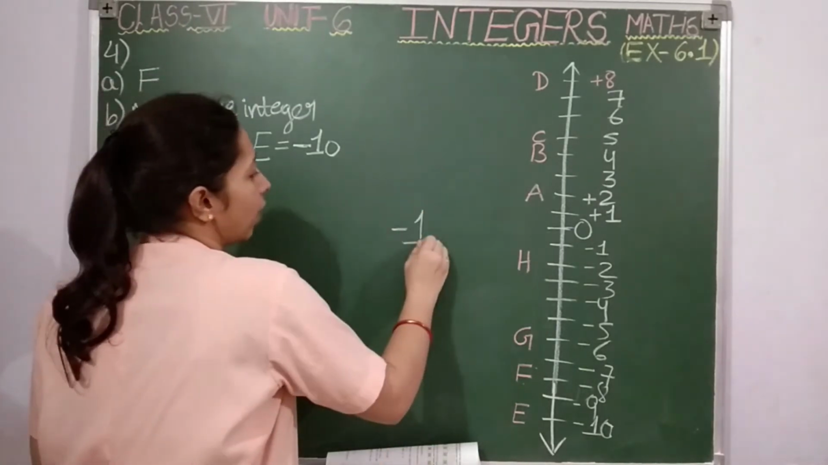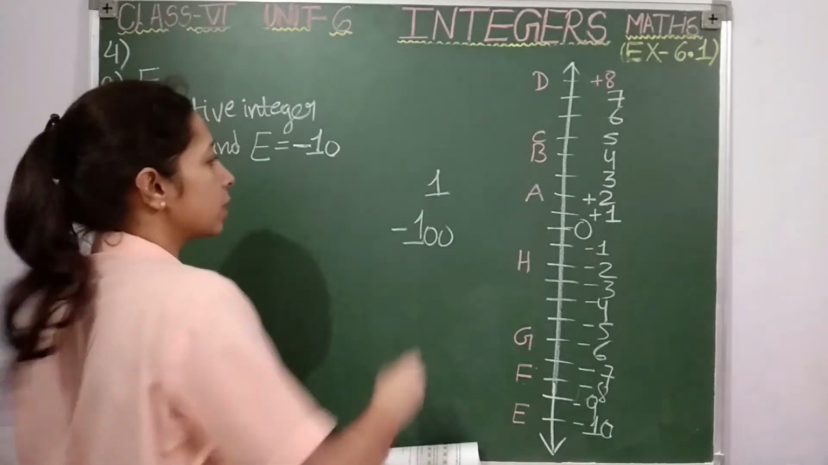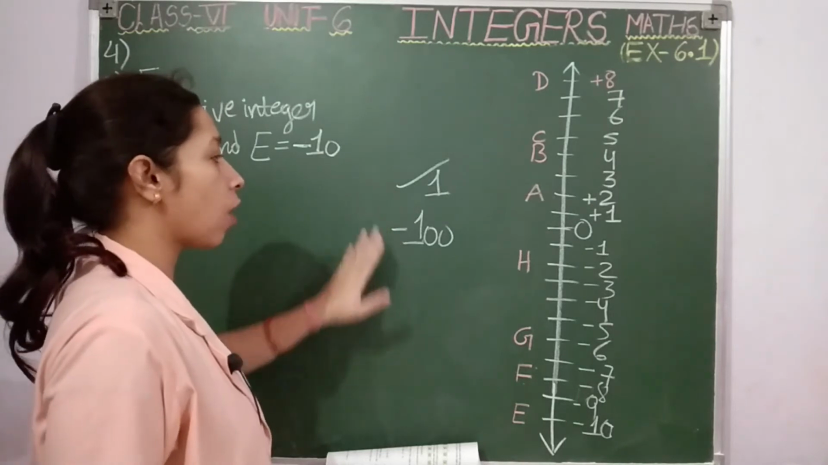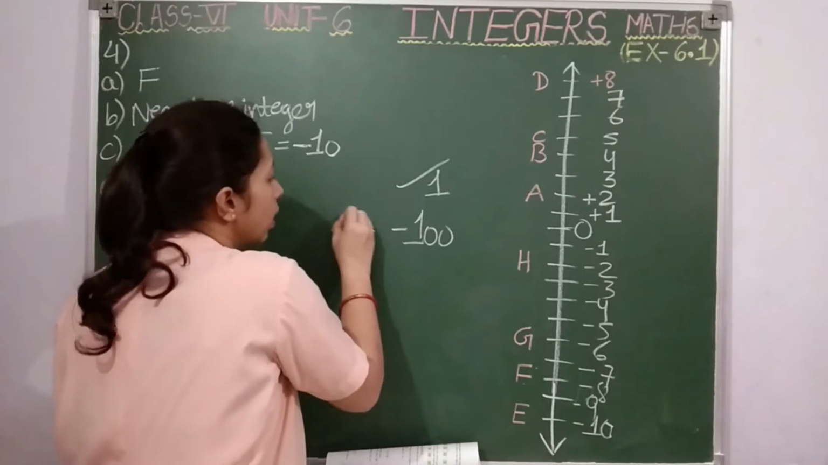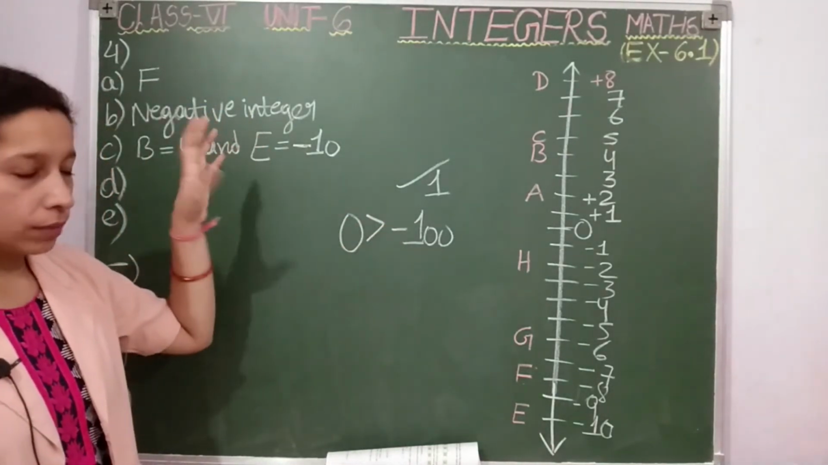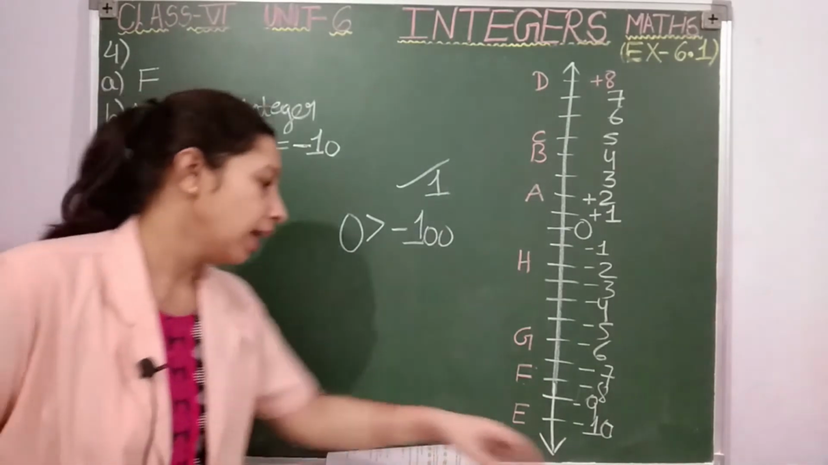Suppose here -100 is written and here 1 is written. So which number will be greater, students? Always 1 will be greater. Reason? Positive numbers are always greater than the negative numbers, and also 0 is always greater than the negative numbers. Here positive numbers and 0 will always be greater than the negative integers.